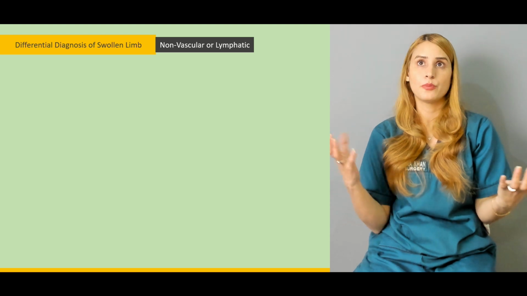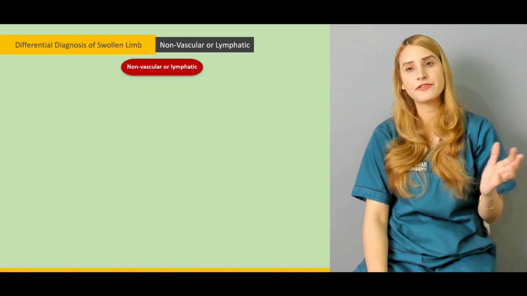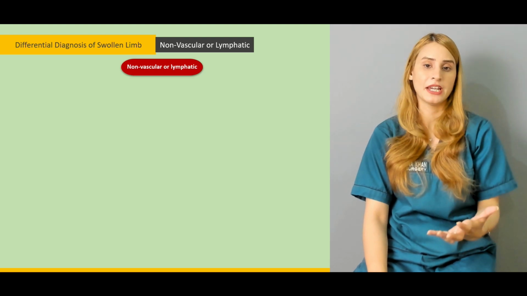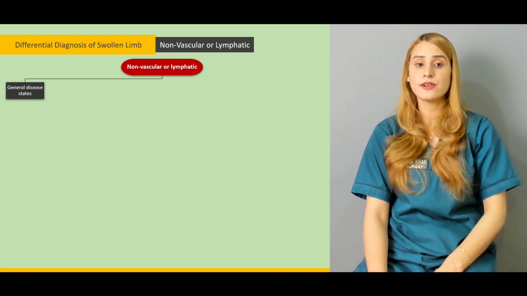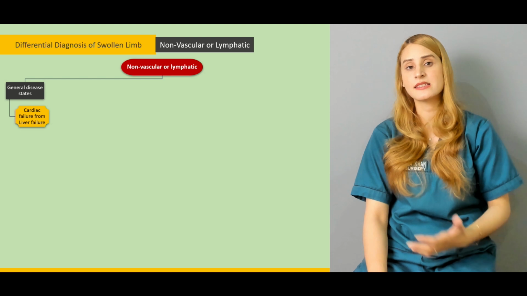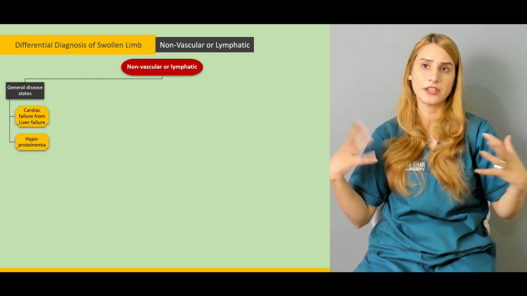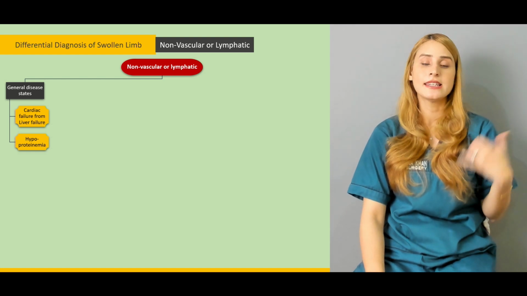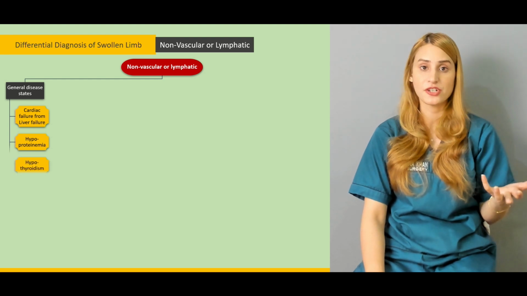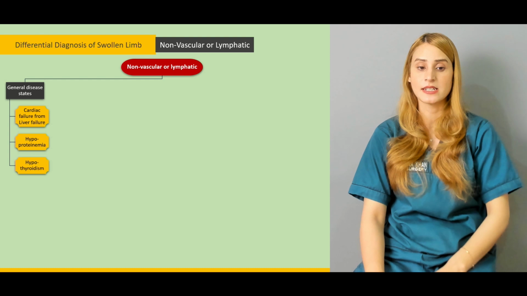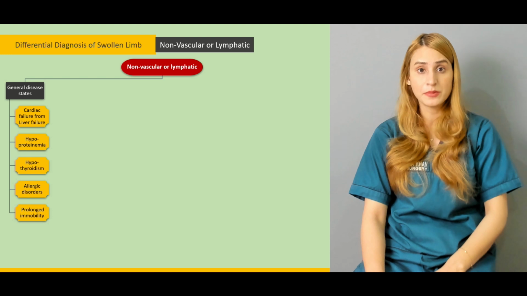Whenever a patient presents to you with a swollen limb, there are some differentials that come into your mind. They can be non-vascular or lymphatic, or they can be vascular. There can be general diseases, like cardiac failure and hypoproteinemia, because we know that if there's a deficiency of proteins, there would be high hydrostatic pressure and low capillary oncotic pressure, and because of that there would be generalized edema. Hypothyroidism, allergic disorders, prolonged immobility.